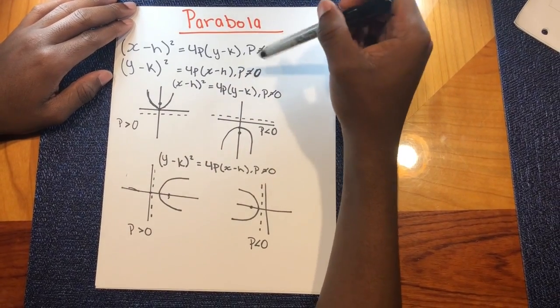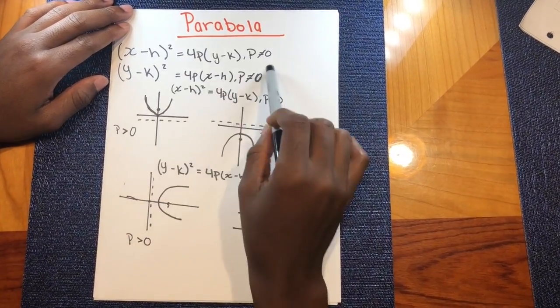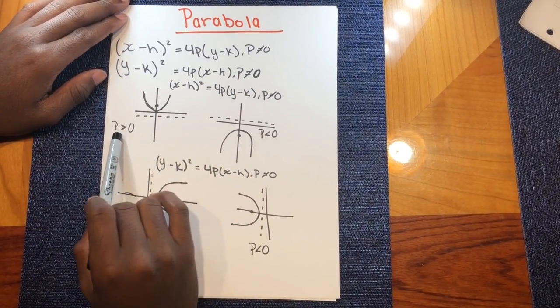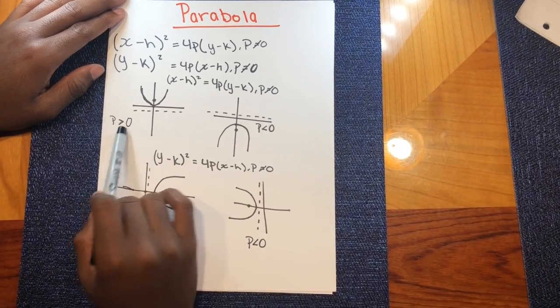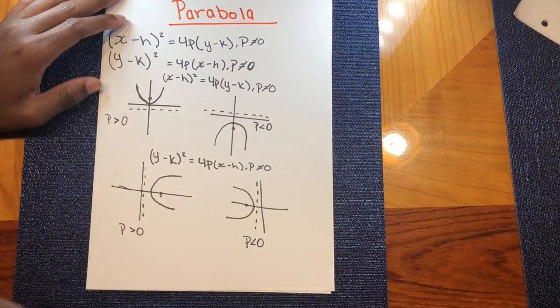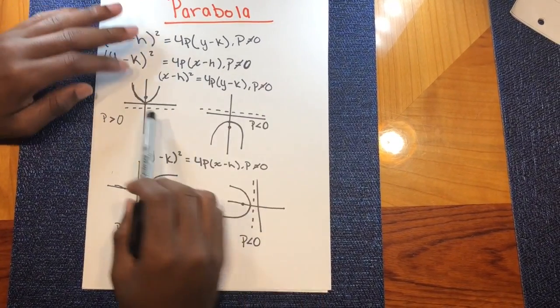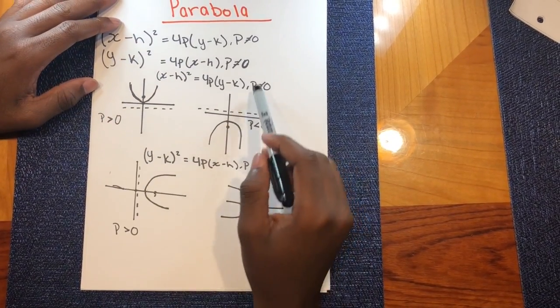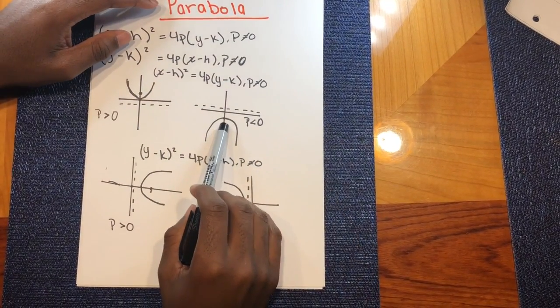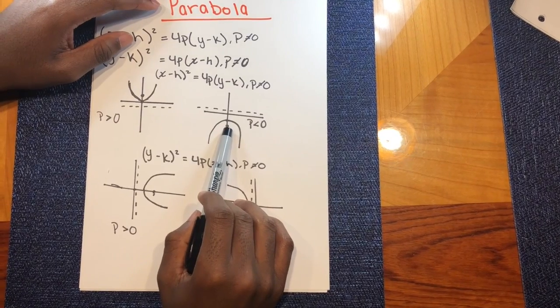So when we're talking about our first parent function, we're looking at these two types of graphs here. When p is greater than 0, our graph is going to be facing upwards, and p represents the distance away from our vertex, as you can see here. When p is less than 0, our graph is going to be facing downwards.